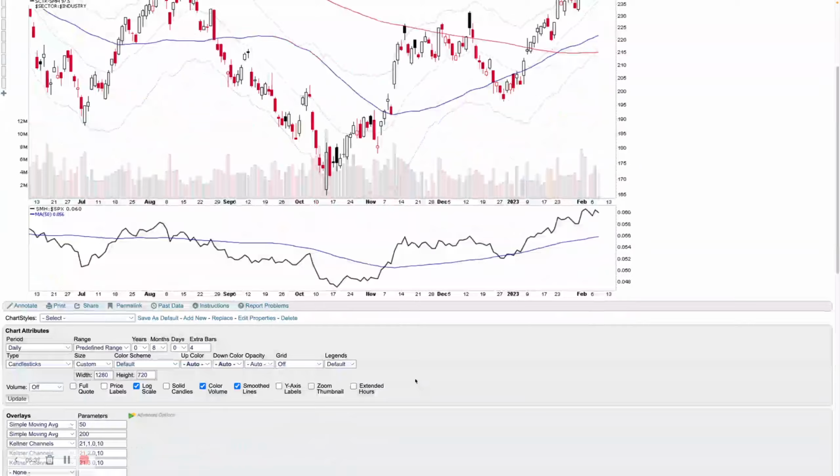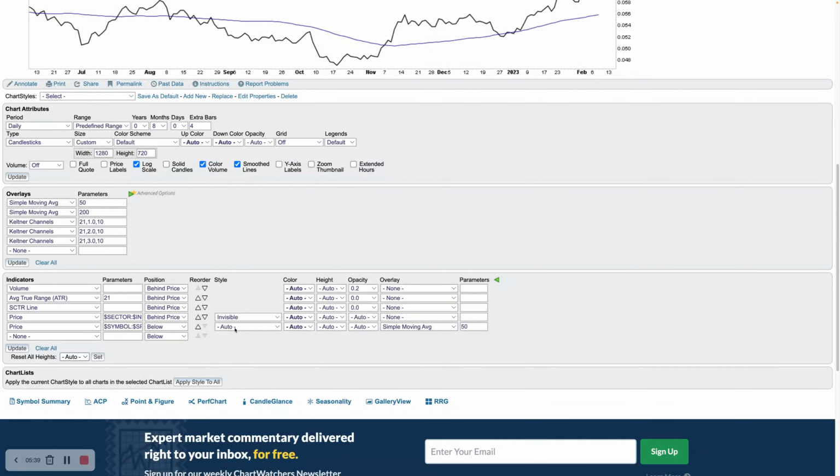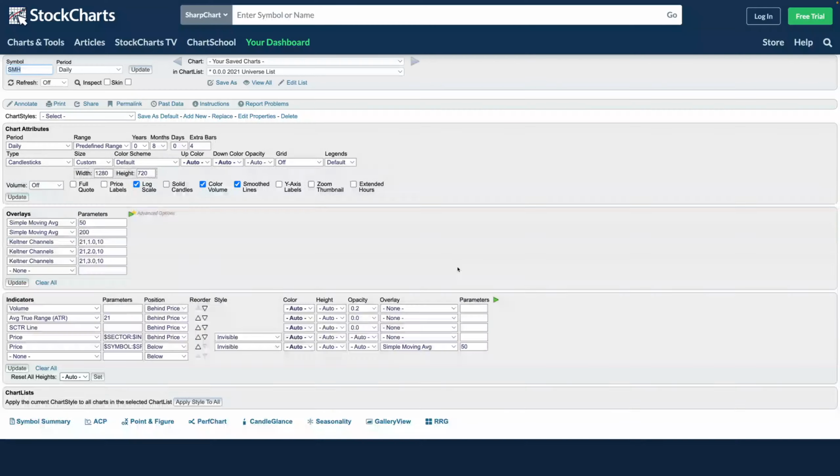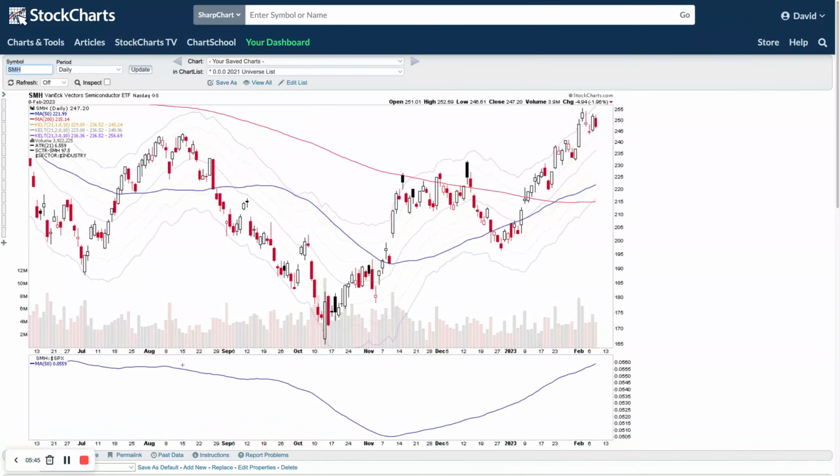You can also change this, another way that I like to do this, is you can change this to invisible, just have the moving average showing. So you can see here the change. It was trending lower, then mid-November time started to trend up. So at this point through here, semiconductors started to become much more significant again.